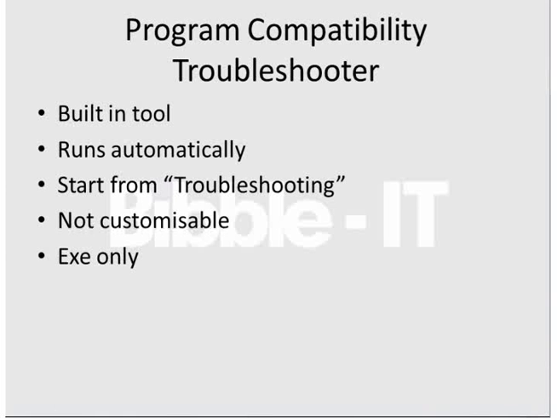The Program Compatibility Troubleshooter is something built into Windows. It will run automatically if it detects a fatal error in an application that you're trying to run, or you can run it manually if you're having problems with a specific application. It's not necessarily very customizable. It makes a best guess at what it thinks your program needs in order to run, and you're only able to run it against EXEs. You can't run it against other types of programs or setup MSI installers, for example.